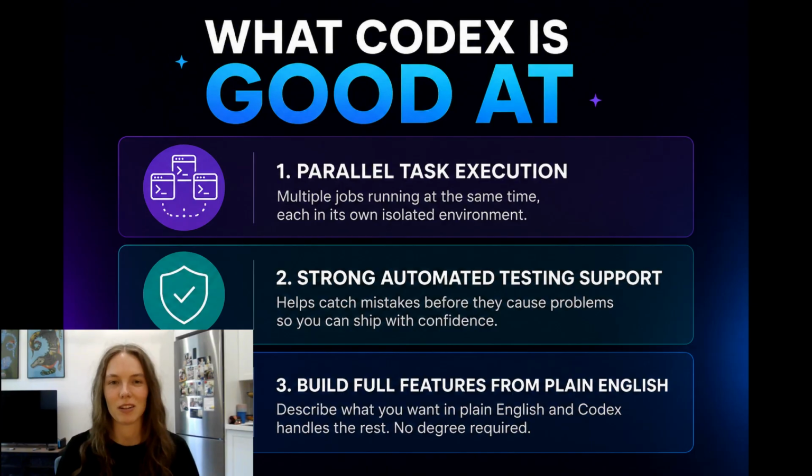Okay, so here are the things that Codex is good at. The first thing is parallel task execution, so multiple jobs running at the same time, each in its own isolated environment. Secondly, there's strong automated testing support that helps catch mistakes. And lastly, building full features from plain English and not making you feel like you need some degree to get something done.